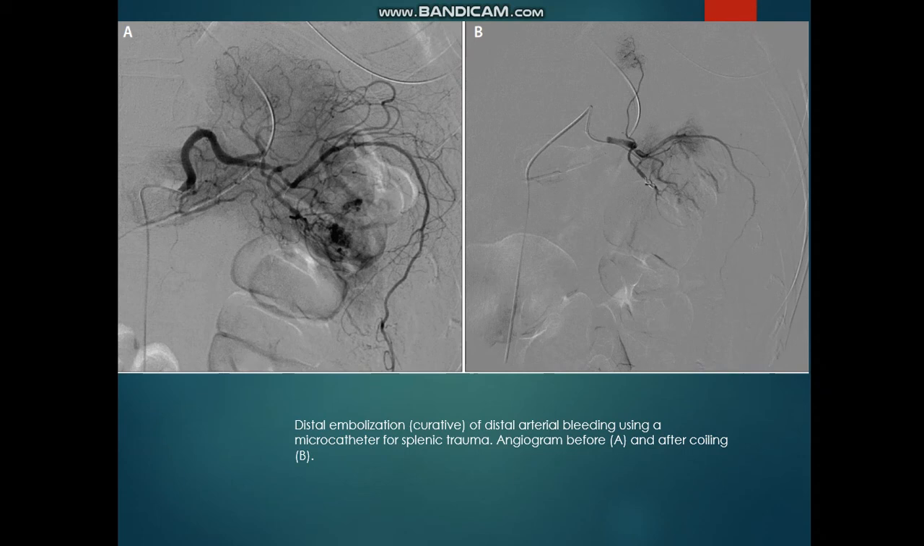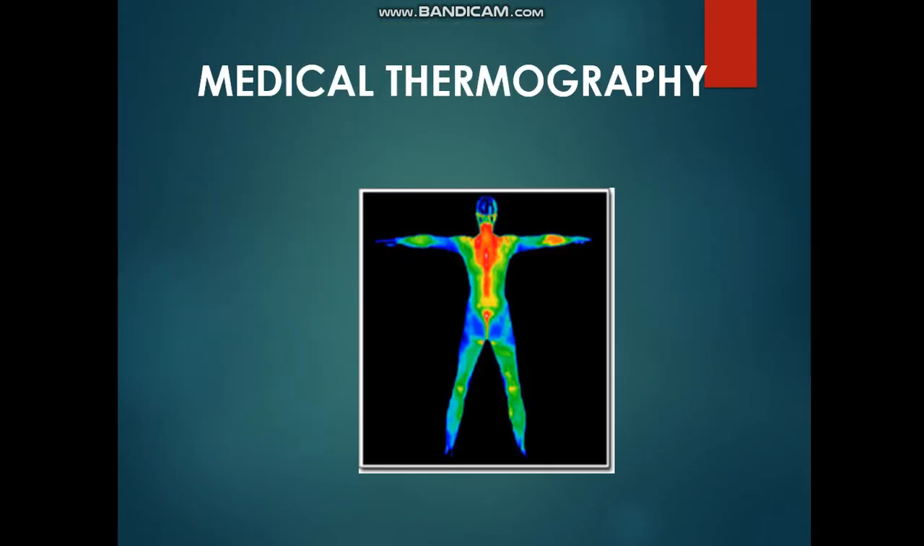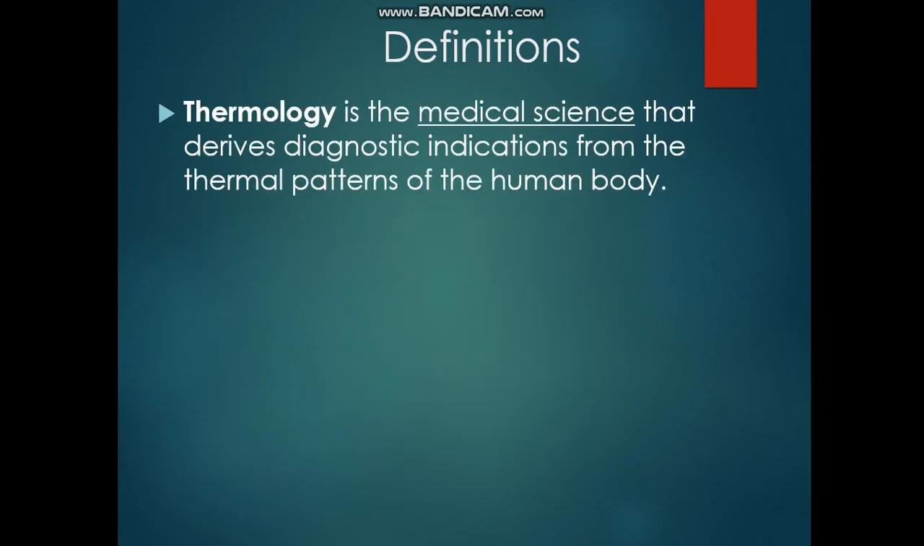As another example, in this picture, you can see distal embolization of distal arterial bleeding using a microcatheter for splenic trauma, angiogram before and after coiling. And finally, medical thermography.